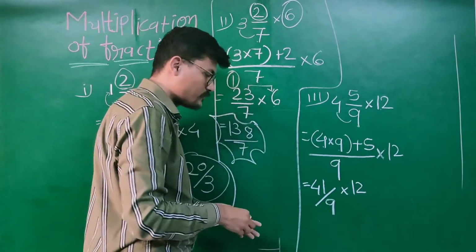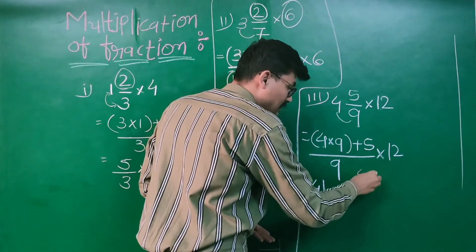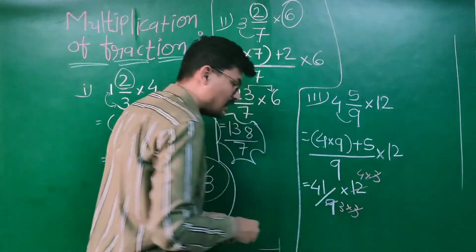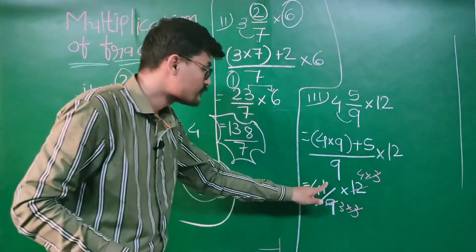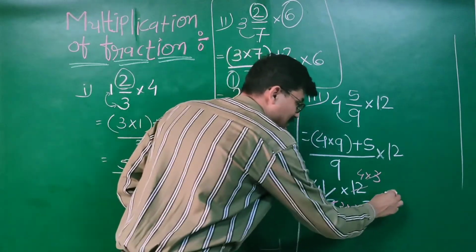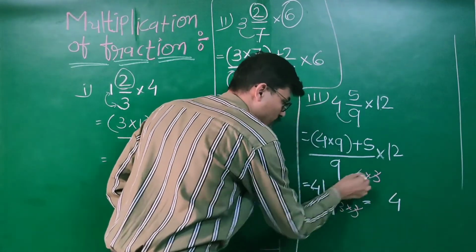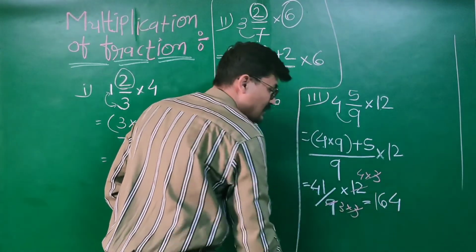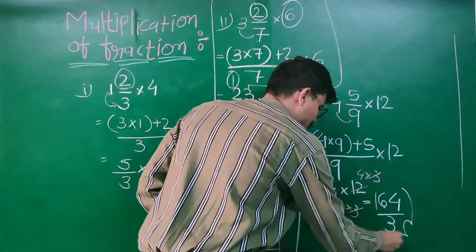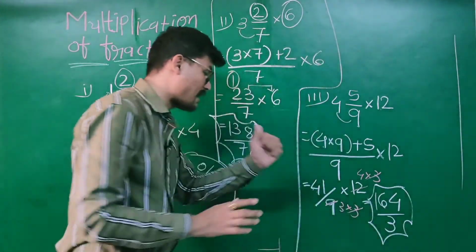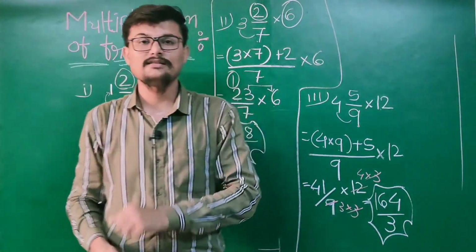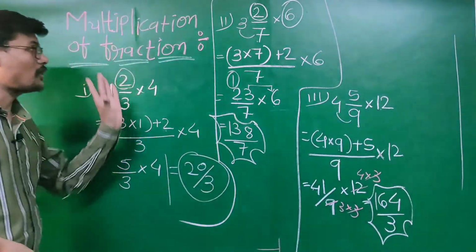Now 4 3s are 12 and 3 3s are 9. So the 3s cancel. Now what are we remaining with? 4 1s are 4 and 4 4s are 16, so 164 upon 3. So this is our multiplication of mixed fractions. So these were the multiplication of mixed fractions.